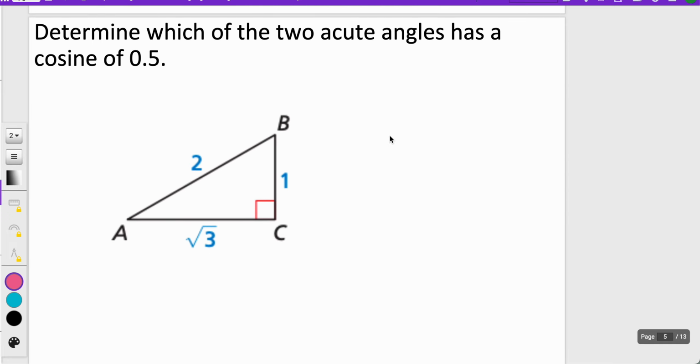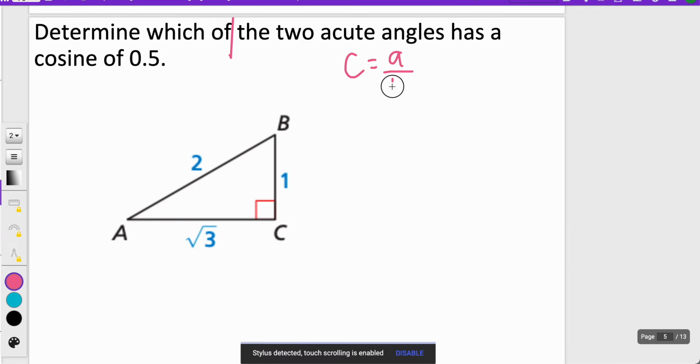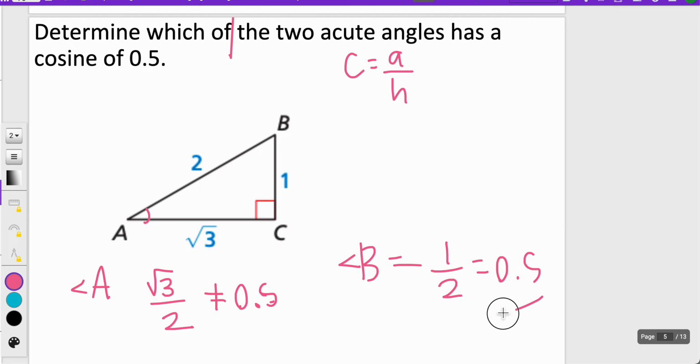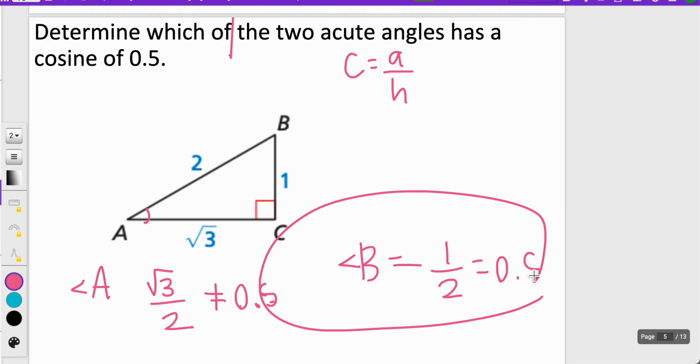First one is just kind of an all-encompassing question. It says, determine which of the two acute angles has a cosine of 0.5. Remember, for cosine, that is going to be adjacent over hypotenuse. So if I start with this angle A, adjacent is square root 3 over 2. That is not equal to 0.5. But if I look at angle B, the adjacent is 1, and the hypotenuse is 2, and that one does equal 0.5. So angle B has the cosine of 0.5.